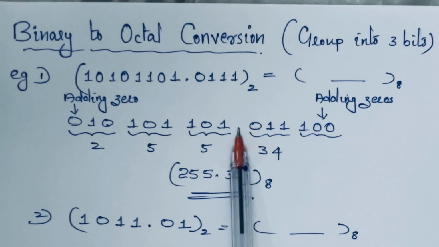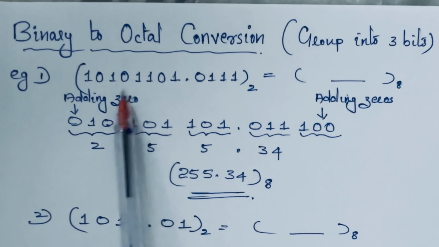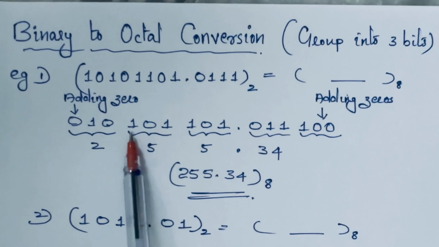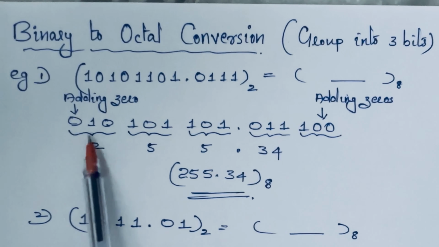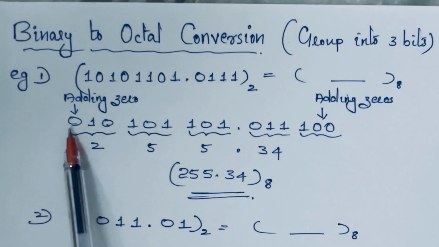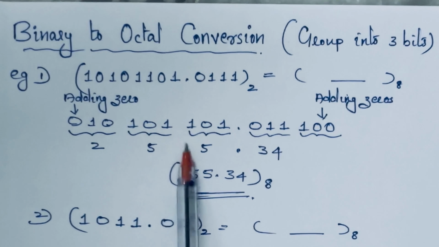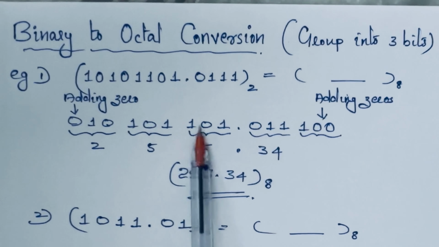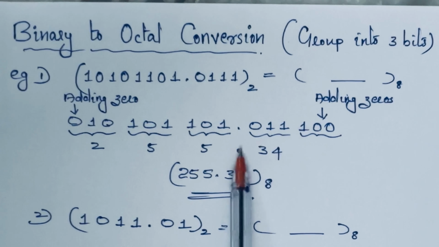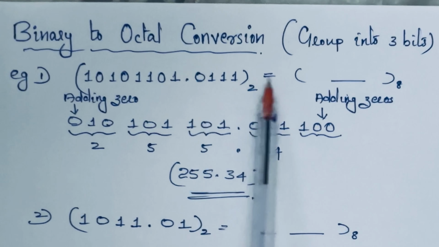That means from the binary point, the first 3 bits, 101, one group. Then the next 3 bits, 101, next group. Then at the end we have 10, but to make it a group of 3 bits, we have to add 0, so 010. So by adding 0, we are making it into a group of 3 bits. And then the corresponding octal number we need to write. 010 is 2, 101 is 5, 101 is 5. Point.